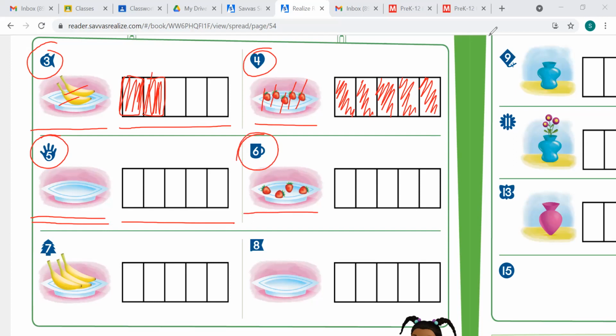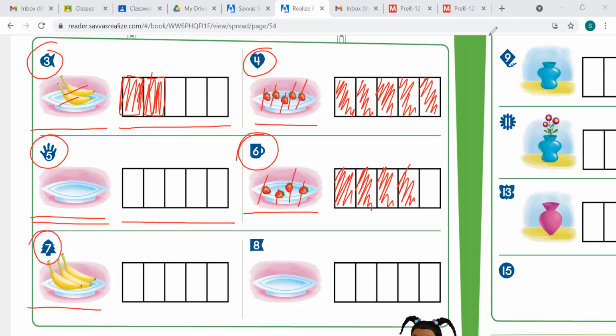Number 6. Let's count the fruit on this plate. 1, 2, 3, 4. 4 pieces of fruit. So we color in how many boxes to show 4 pieces of fruit? We color in 4. 1, 2, 3, and 4. And that shows us 4 pieces of fruit.